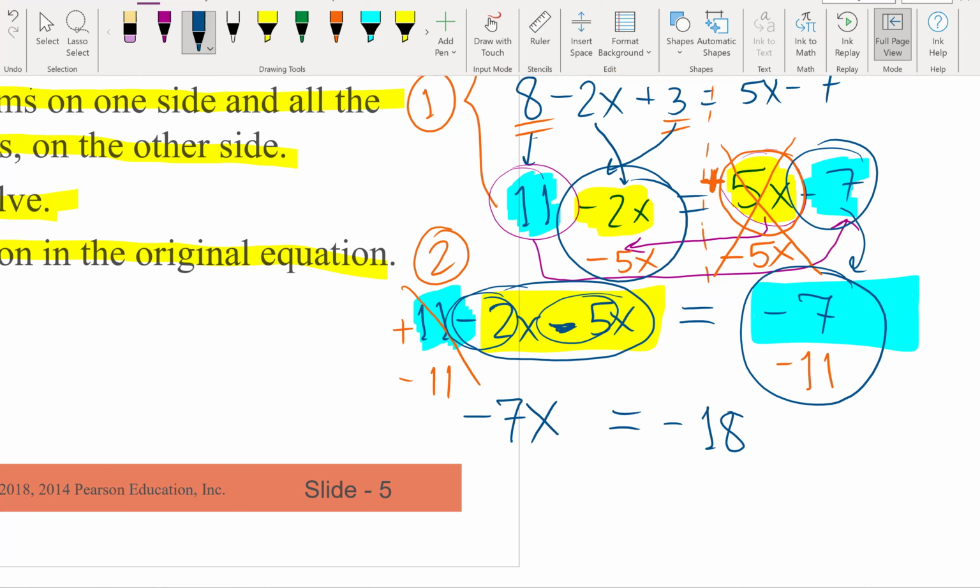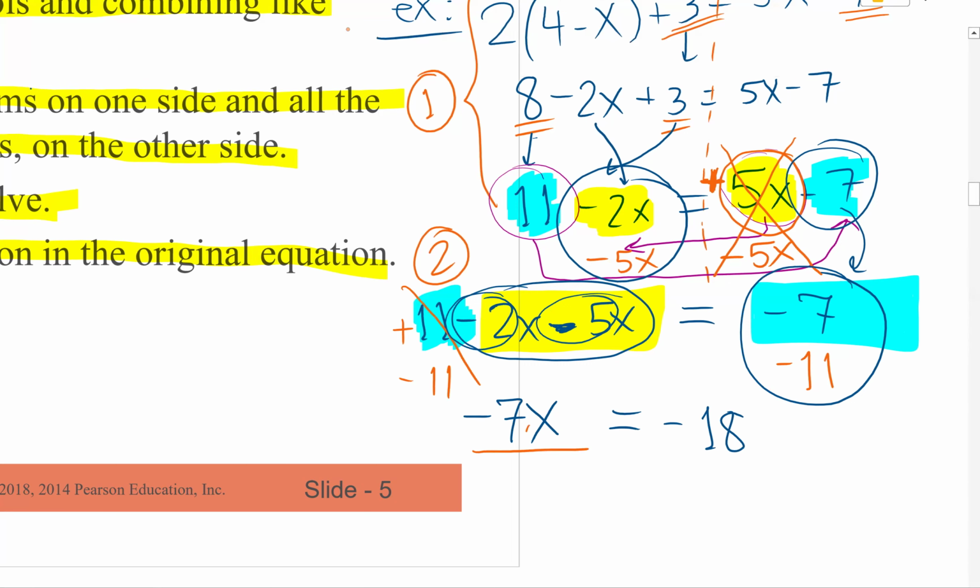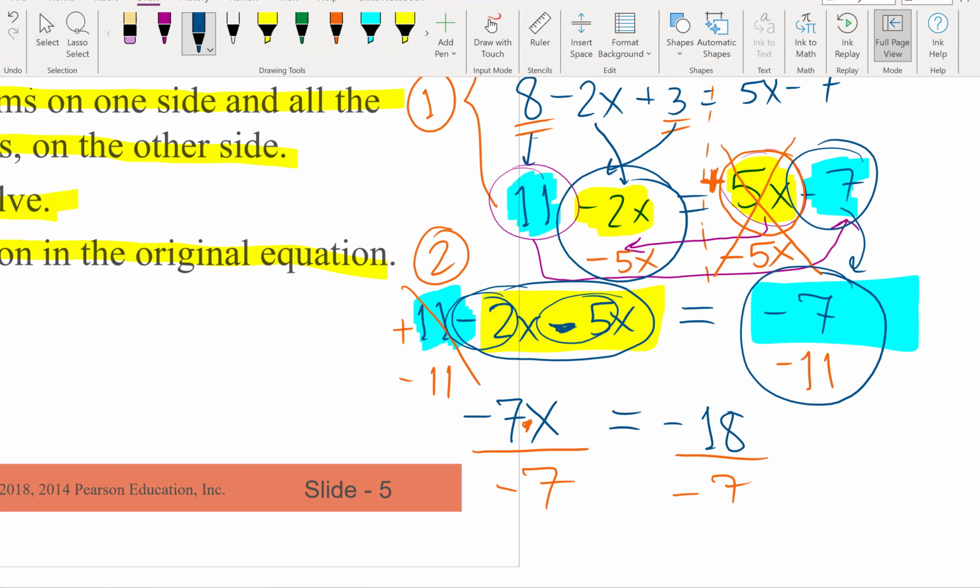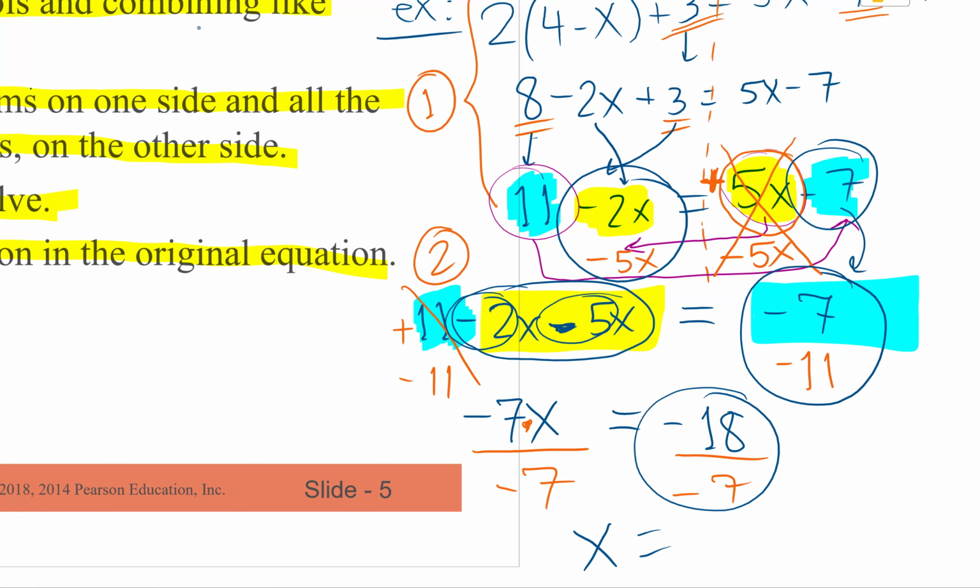All right, last thing to do is just get rid of that coefficient. It's a negative 7 multiplying by x. So to get rid of it, I'll do the opposite and divide both sides by negative 7. And I think we've got our answer. It's a negative divided by a negative, so it's a positive. But 18 over 7 isn't a whole number, and it doesn't reduce, so I'm just going to leave it that way.